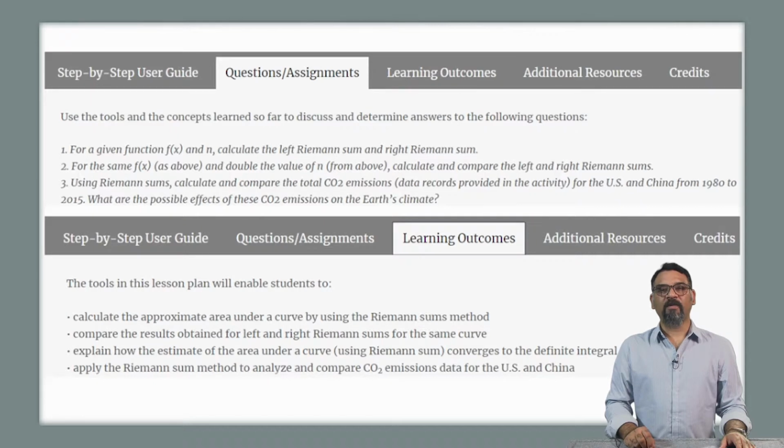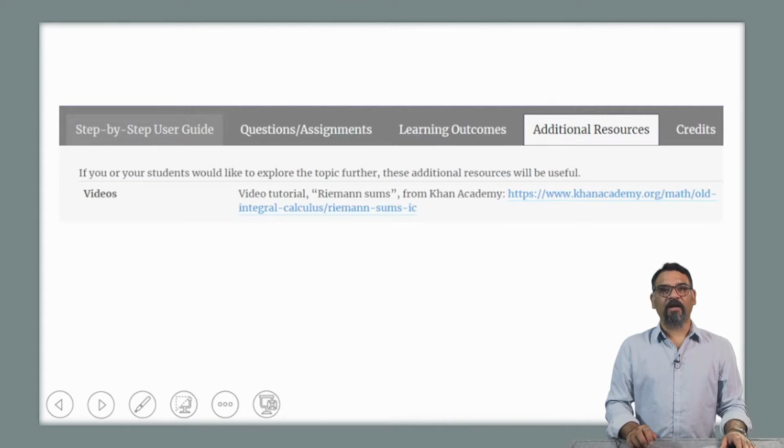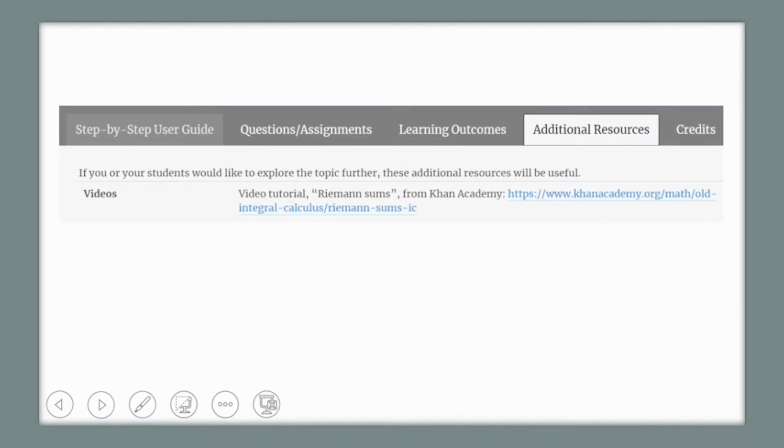The learning outcomes of this lesson plan. This lesson plan will allow your students to effectively understand and calculate the approximate area under a curve using the Riemann sum method, compare the results obtained for left and right Riemann sums for the same curve, explain how the estimates of an area under a curve converge through the definite integral, and apply the Riemann sum methods to analyze and compare CO2 emissions data for two countries, in this case the US and China. If you or your students would like to explore this topic further, some of the additional resources listed here might be useful for you.